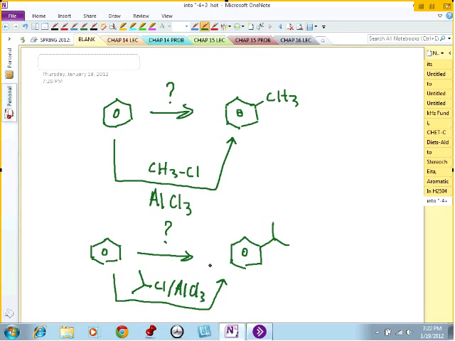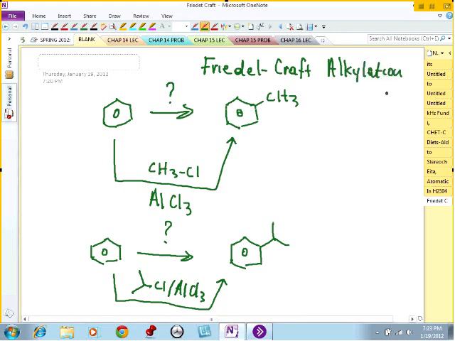Okay, now there is one feature of this reaction I want to leave you with before we leave today. By the way, we refer to this series of reactions as Friedel-Crafts alkylation. Now, Friedel-Crafts alkylation has some limitation.